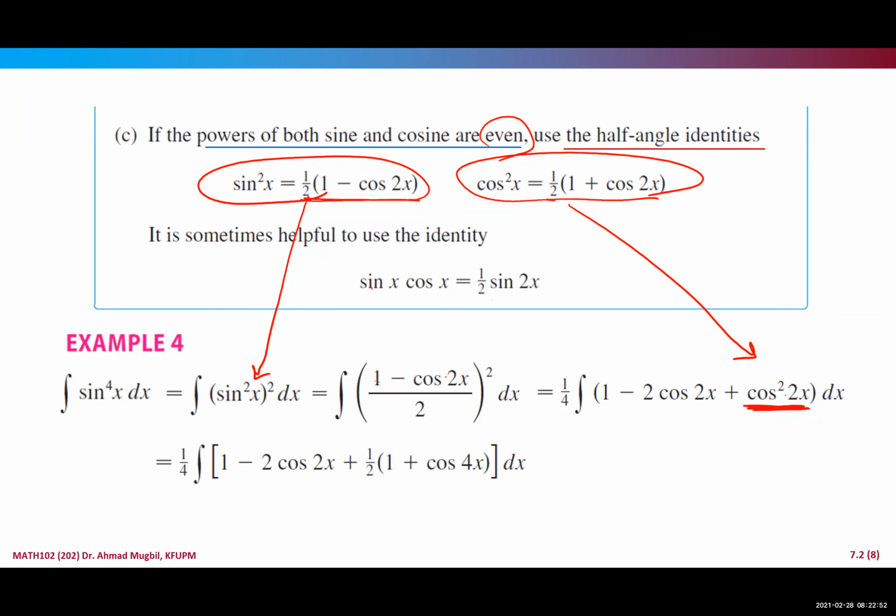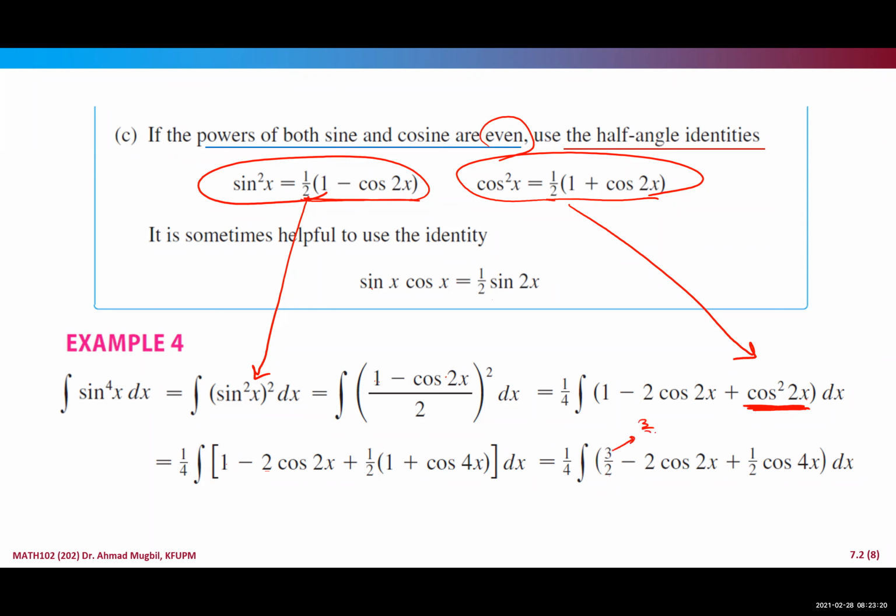Now, what is cosine squared 2x? Using this identity, it is a half times 1 plus cosine the double of the angle. The angle here is 2x, the double will be 4x. Now simplify what is inside, Shabab. You have here 1 plus a half, it will be 3/2, minus 2 cosine 2x plus a half of cosine 4x.